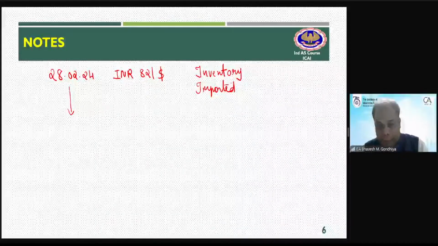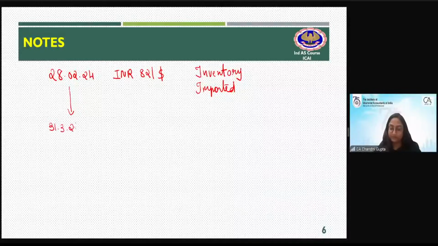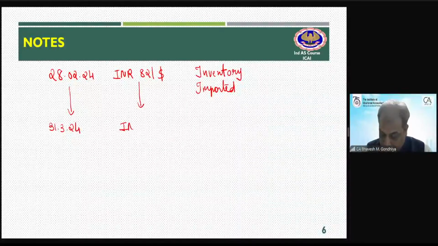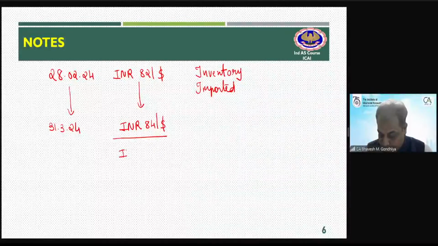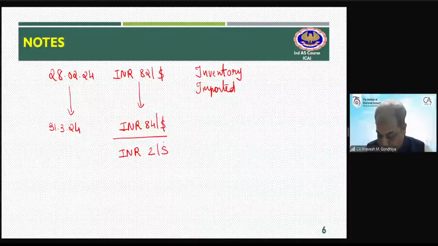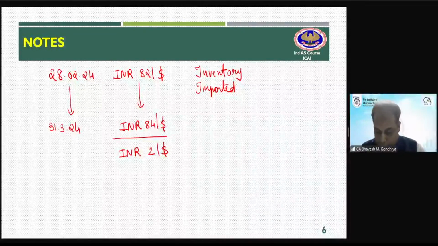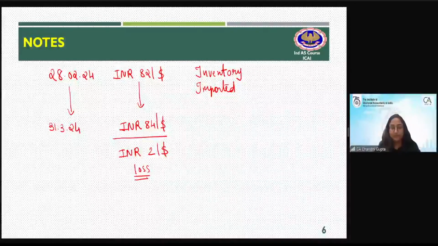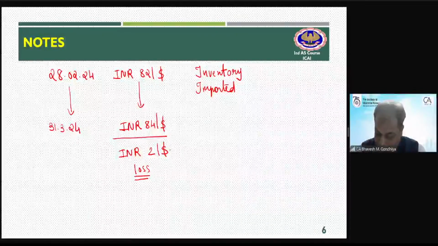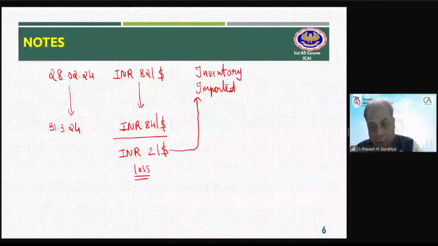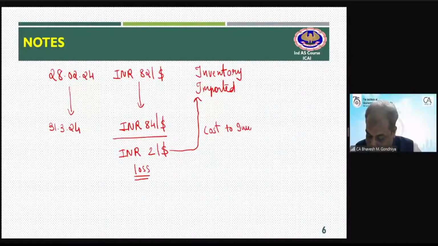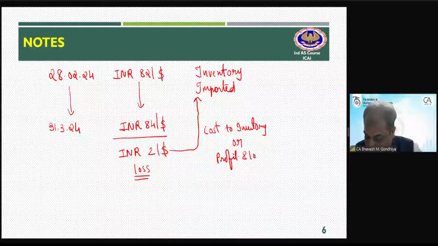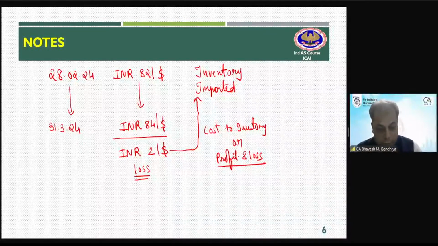Then at the year ending, that is on 31st of March 24, the rate has increased from 82 to 84. So that 2 rupees, can I say my liability has increased by 2 rupees? So this is a loss. The question before us is, can I add this loss or adjust it in the cost of the inventory or not? Number one, can I add it to the cost of inventory, or should I charge it to the profit and loss?